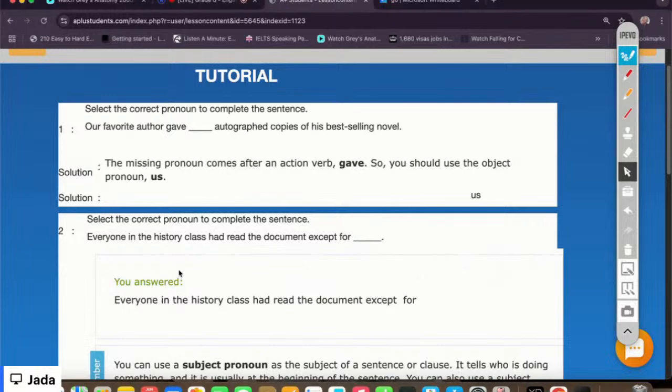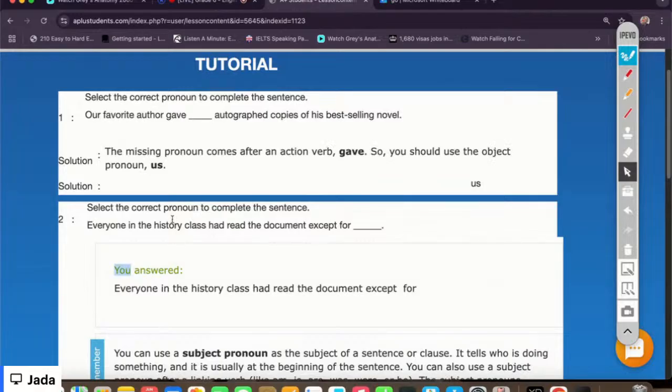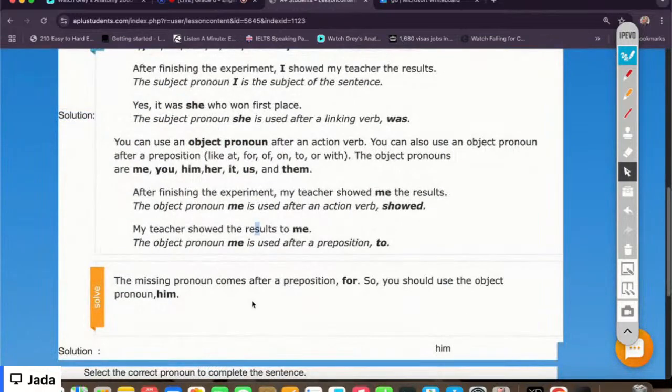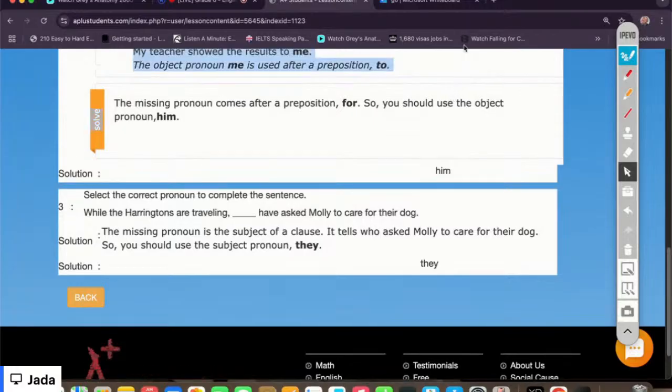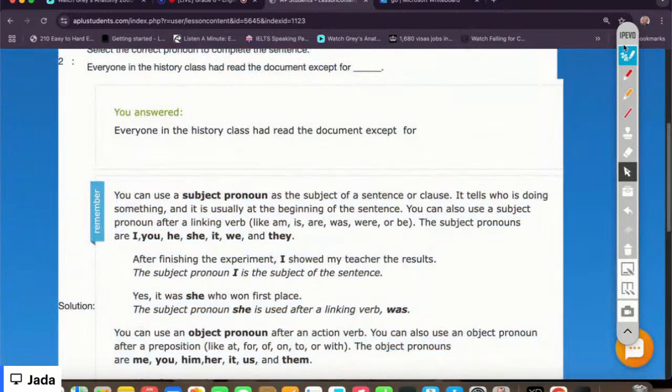Everyone in the history class had read the document except for him. Object pronoun. So while the Harringtons are traveling, they have asked Molly to care for their dog. And that will be what? Subject.